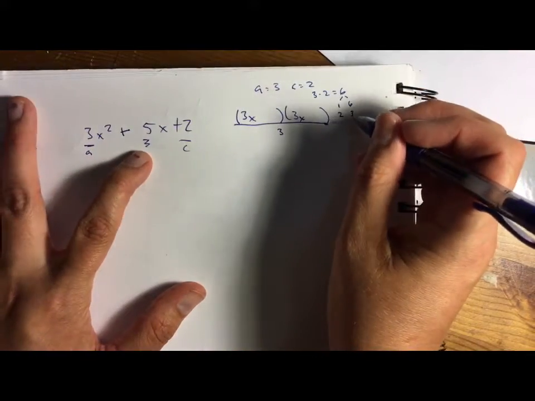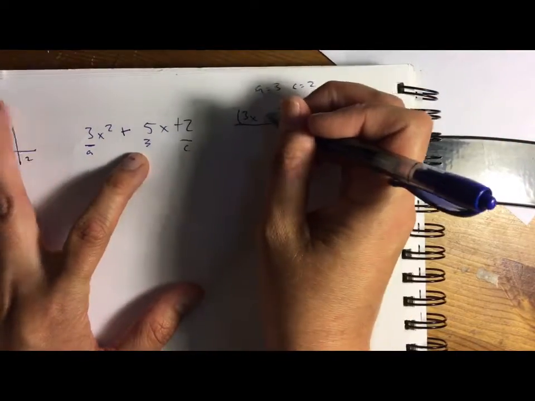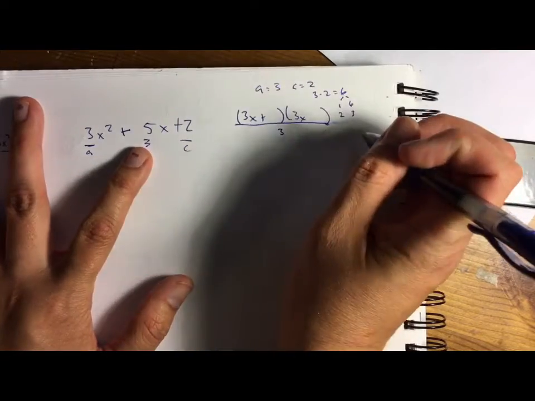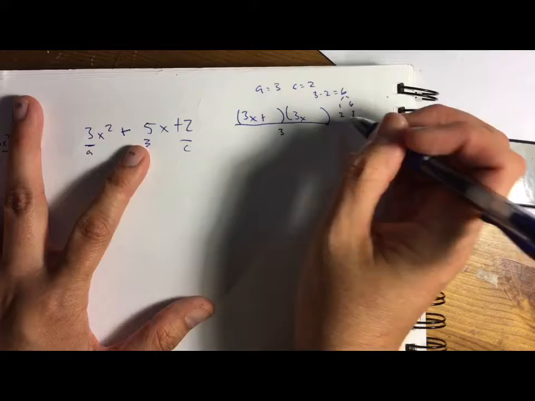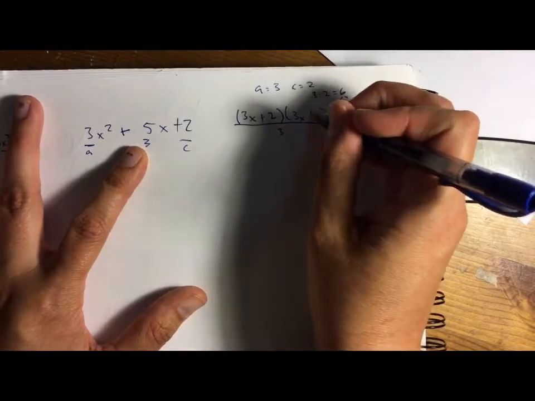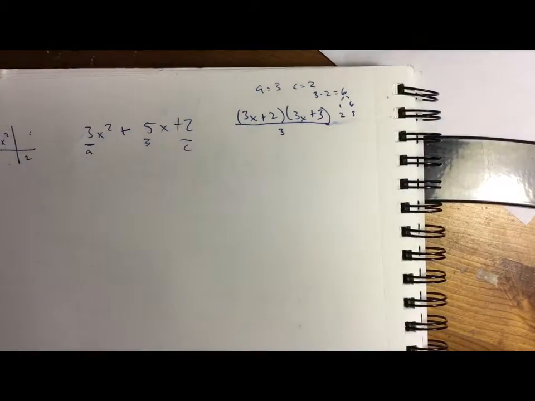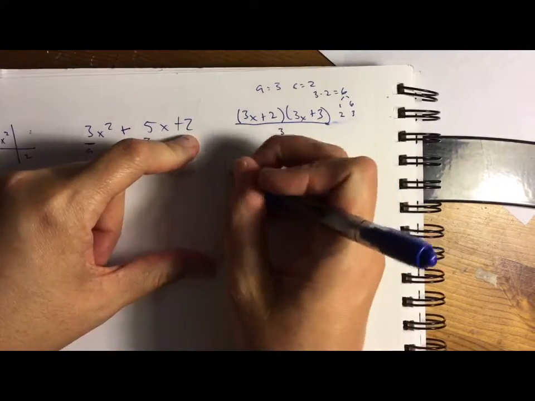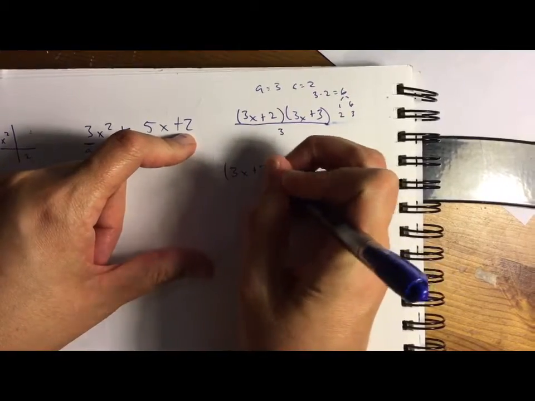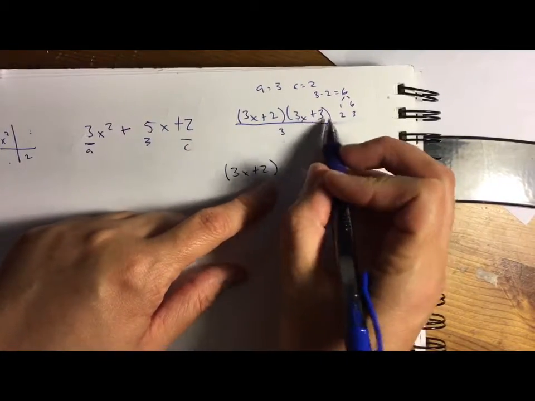Cool, everything's positive, so it doesn't matter where we put them right now, because we're going to do some simplifying. So I'm going to put a 2 here, and a plus 3 here. Now, always remember to simplify as much as possible. So can I simplify 3x plus 2? No, so I'm just going to leave it like it is, 3x plus 2.